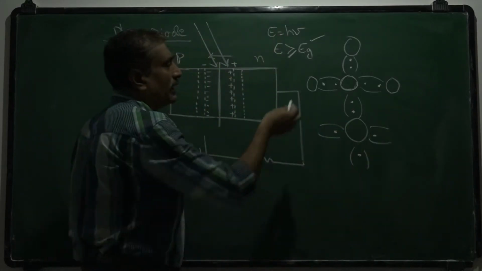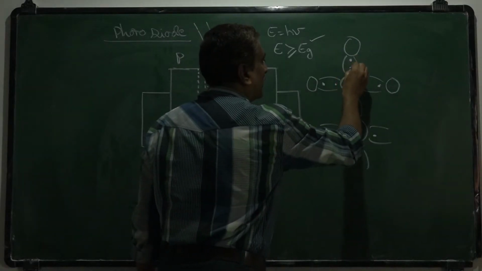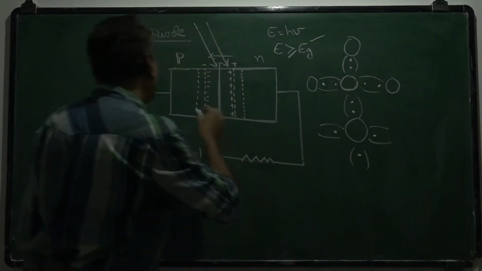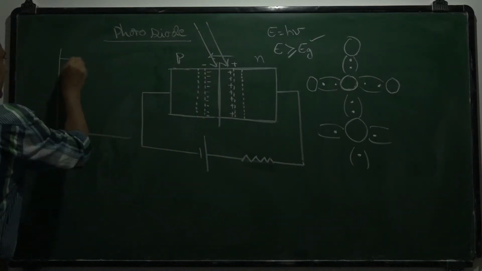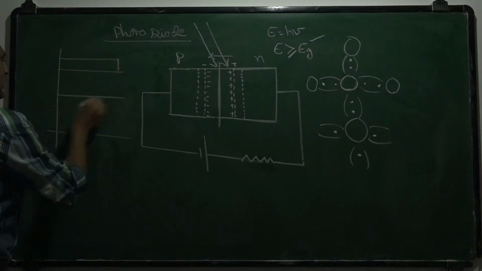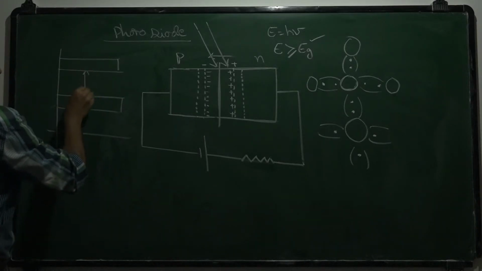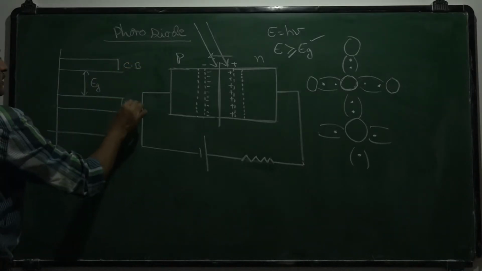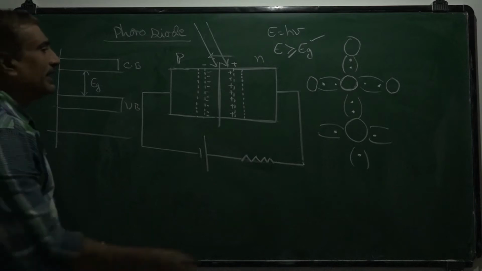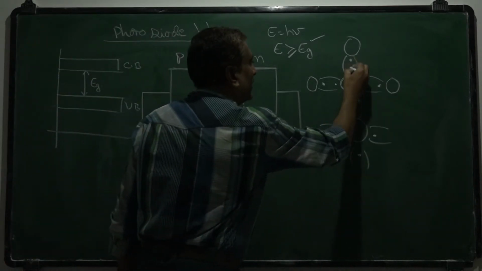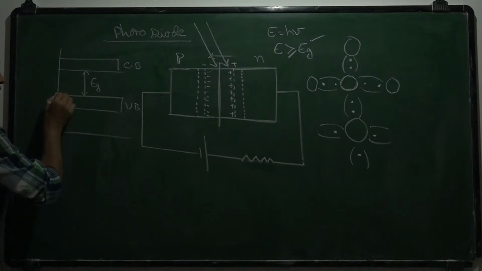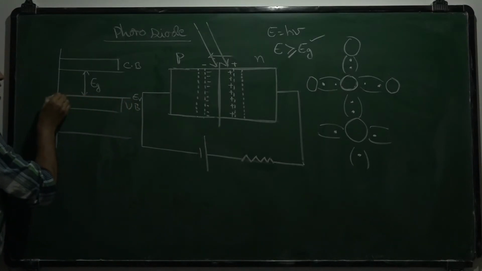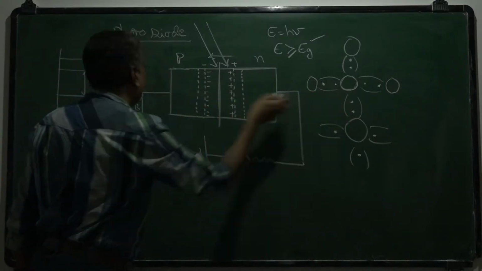Now that means these electrons have, according to energy, now I will draw the energy band diagram here. This is the conduction band, this is the valence band, this is the forbidden energy gap Eg. So these electrons have an energy equal to or less than this maximum energy EV. Suppose EV is the highest energy of this valence band. These electrons possess an energy equal to EV.